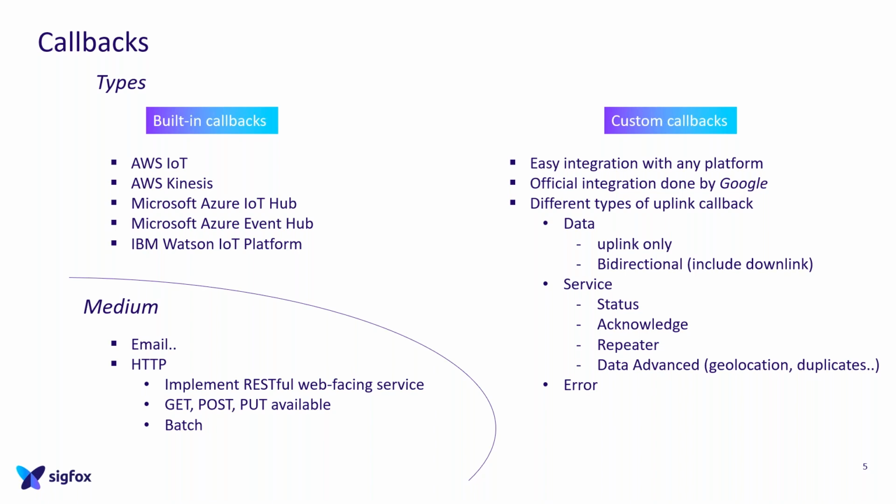What about the medium? There are two mediums for the callback. The first one is email, not so much used. The second one, and the best to use, is through HTTP. So basically, a callback is a simple HTTP request that can be implemented. That's the easiest way to interact with the backend for instantaneous push messages.